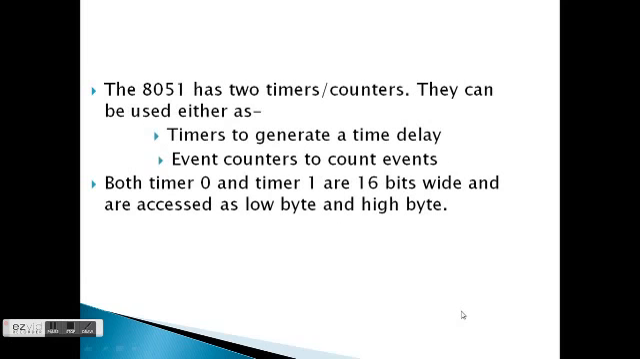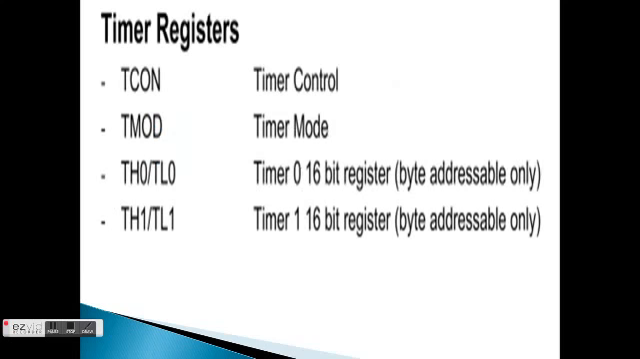Now the 8051 microcontroller has two timers and counters. They can be used as timers to generate a time delay or as event counters to count events. Both timer 0 and timer 1 are 16-bit wide and can be accessed as low byte and high byte. These are the timer registers: TCON is the timer control, TMOD is the timer mode, and TH0, TL0 and TH1, TL1.